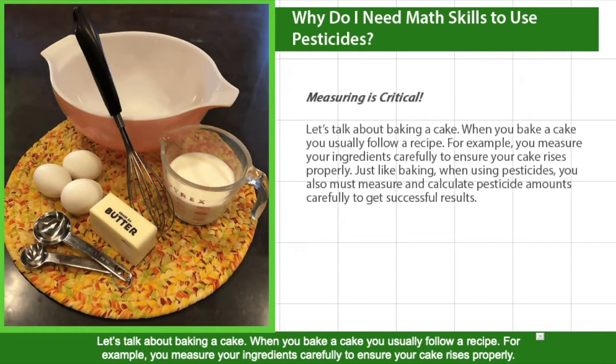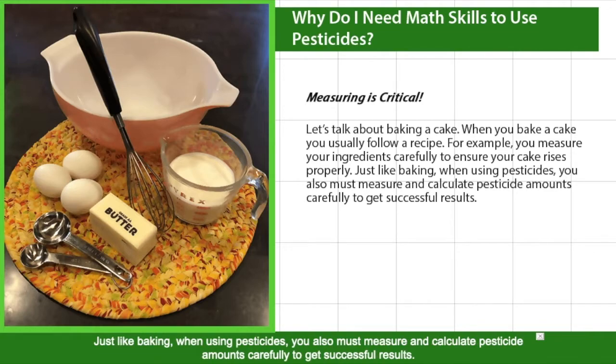Let's talk about baking a cake. When you bake a cake, you usually follow a recipe. For example, you measure your ingredients carefully to ensure your cake rises properly. Just like baking, when using pesticides, you also must measure and calculate pesticide amounts carefully to get successful results.